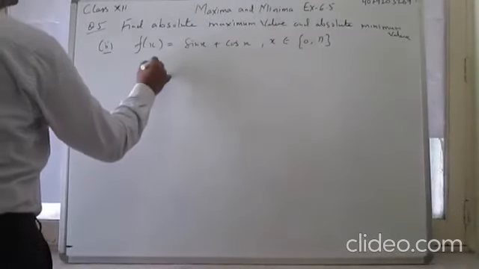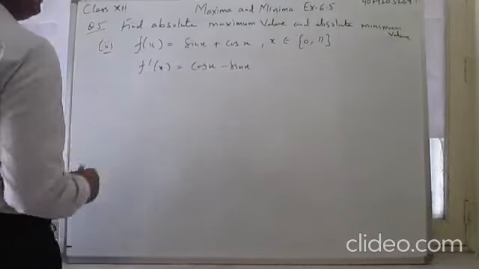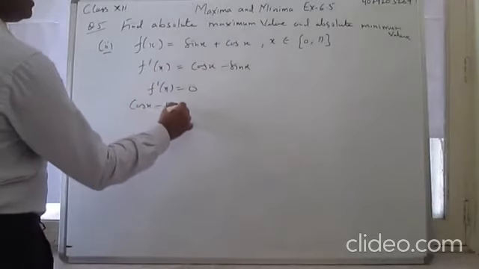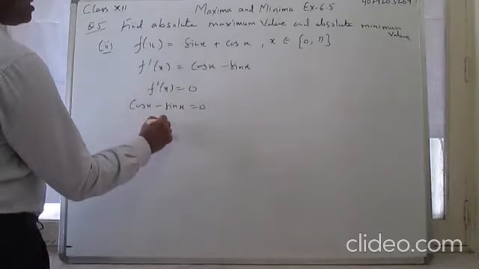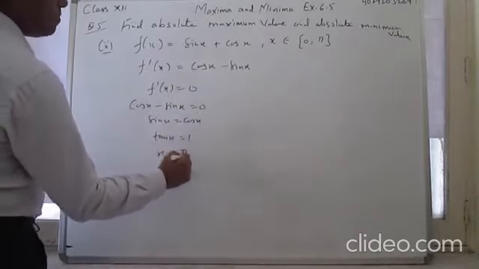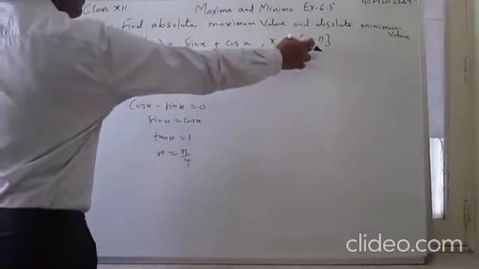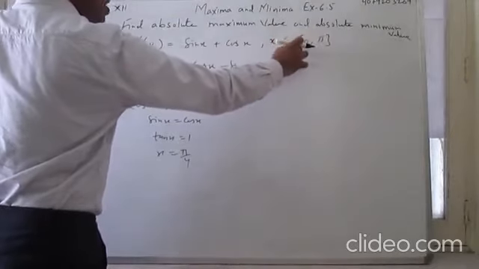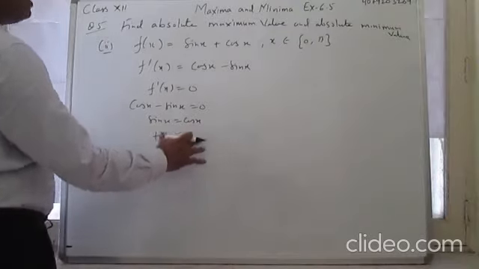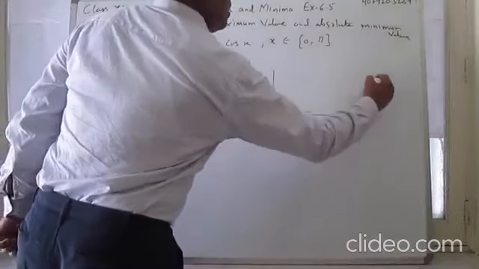So f dash x is equal to sin x का क्या होता है? Cos x, cos का क्या होता है? Minus sin x. Now f dash x is equal to 0. It means cos x minus sin x is equal to 0. So sin x is equal to cos x. So tan x is equal to 1. So x is equal to pi by 4. Now we have to find value only. तो point आ गया 0, pi है because it's closed interval और एक pi by 4 है. So we have 3 points. So we have checked the value at these 3 points and which is the maximum value, that is called absolute maximum. So make one table.